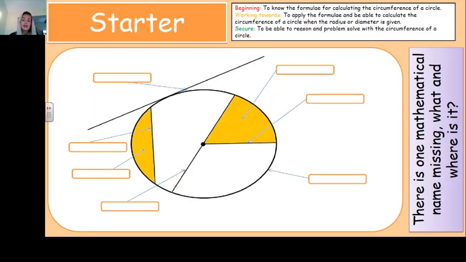Now, before we get started, it's really important that you know the different parts of a circle, okay? So what I want you to do is pause the video and try and name as many parts of the circle as you can. Pause now.